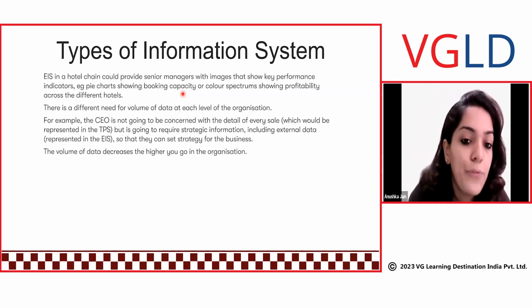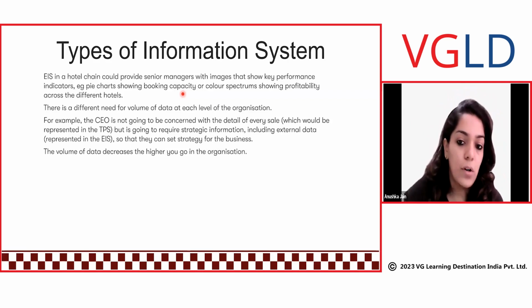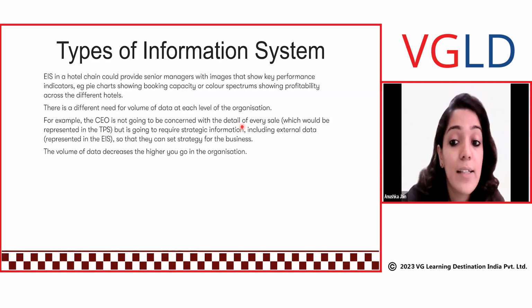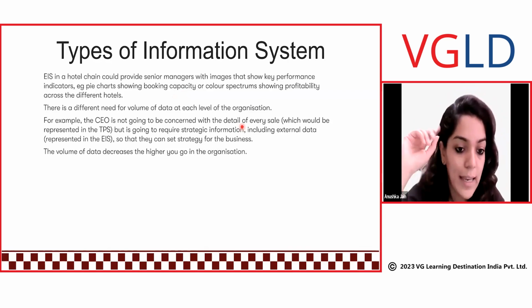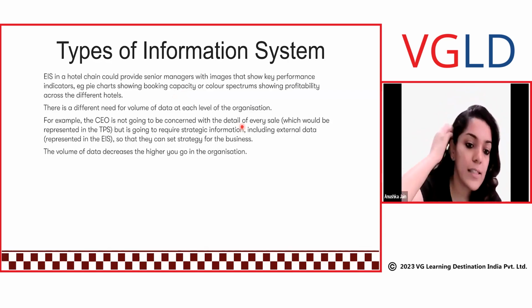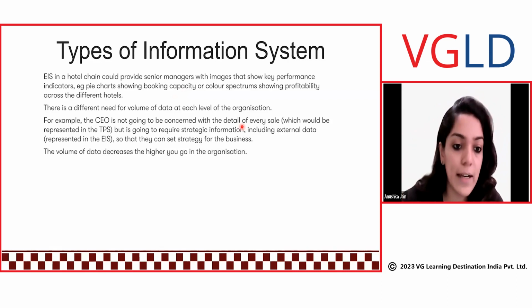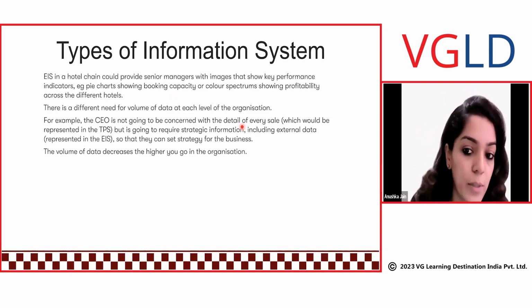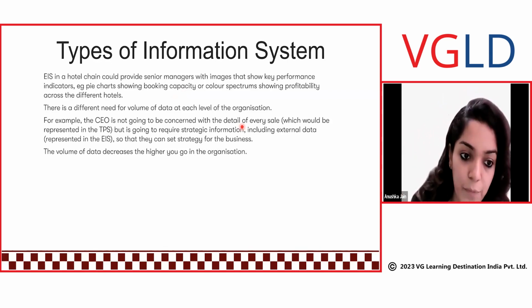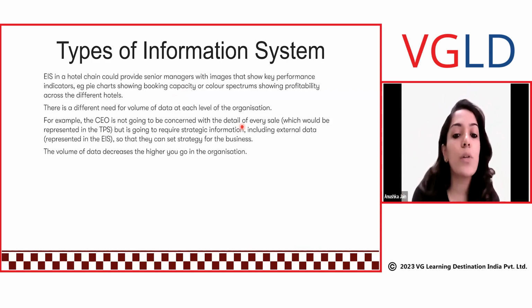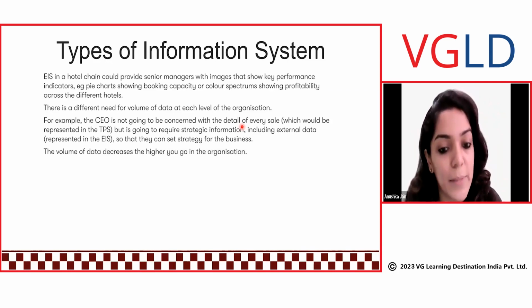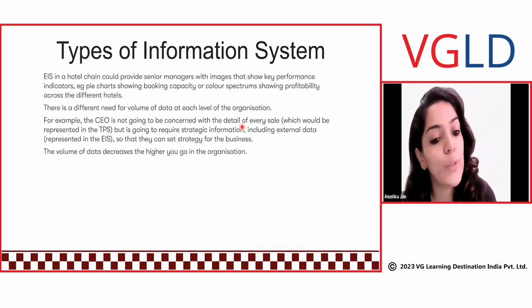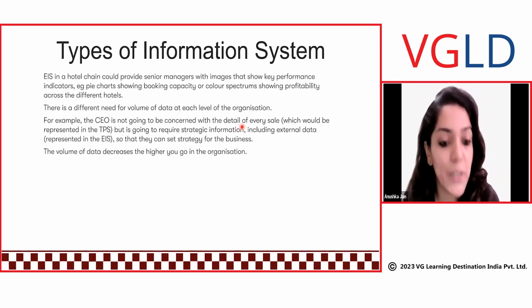There is a different need for volume of data at each level of the organization. For example, the CEO is not going to be concerned with the detail of every sale. Every sale gets captured in the TPS. The CEO is definitely not concerned with every detail of the sale, but requires strategic information, including external data represented by EIS, so that they can set strategy for the business. The volume of data decreases the higher you go in the organization. You stop going into the details.